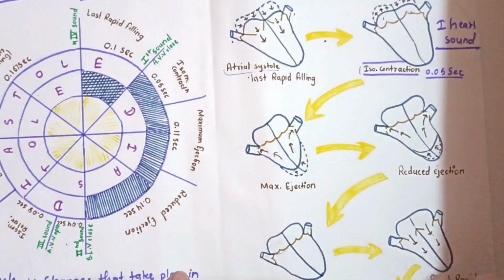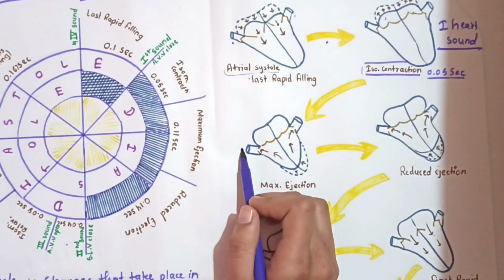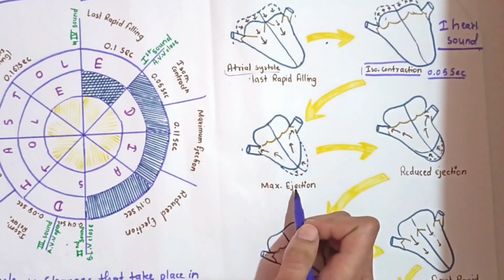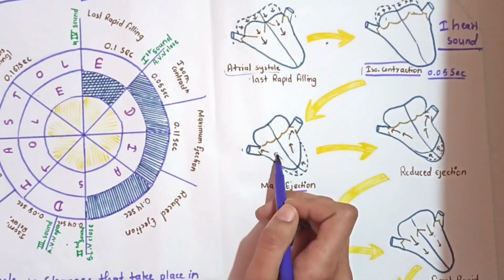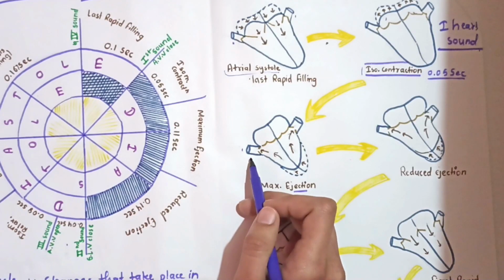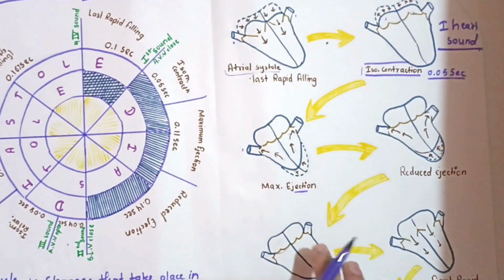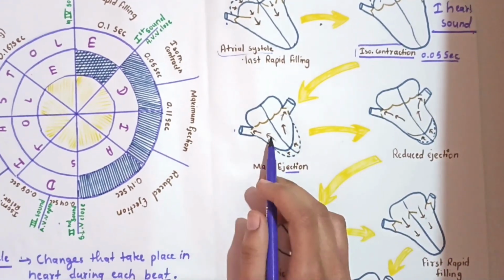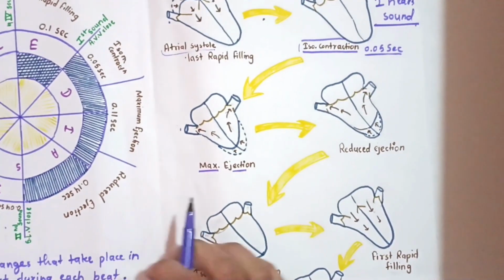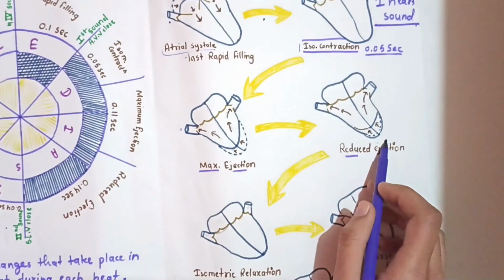Now in the next phase, when the pressure in the ventricle rises more than the pressure in these vessels, the semilunar valves open, and this is the ejection phase, that is, blood from the ventricle is transferred toward the vessels. On the right side it is transferred into the pulmonary trunk, and on the left side into the aorta. Initially due to high pressure this is maximum ejection, and when the pressure falls this is reduced ejection. So this is the fourth phase.